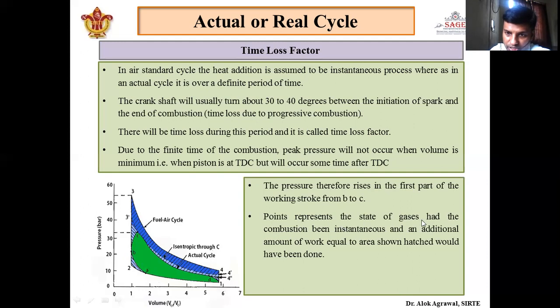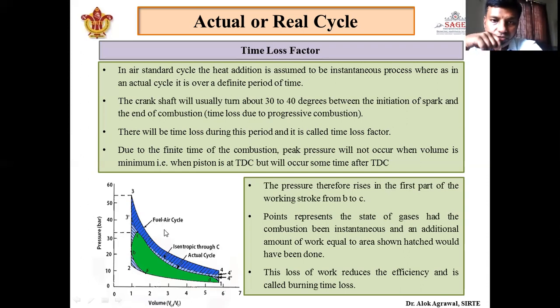Now this point represents the state of gases had the combustion been instantaneous, and an additional amount of work equal to the shaded area shown hatched would have been done. What is this point saying? This point is saying that if the combustion process is instantaneous, we will get this much extra amount of work, which is shown by this hatched area. So there is a loss of work which reduces the efficiency, and it is called burning time loss, and this comes under the category of time loss factor.